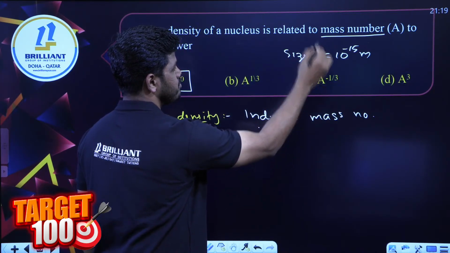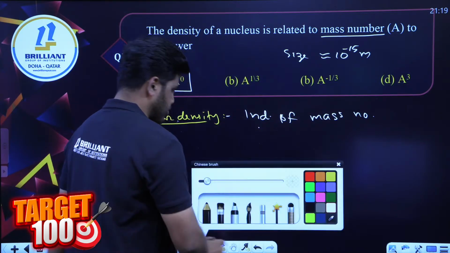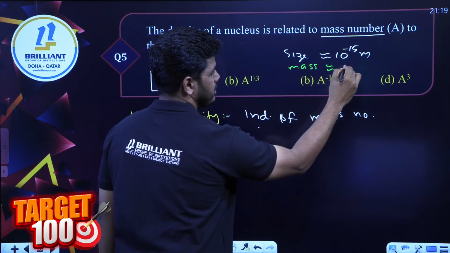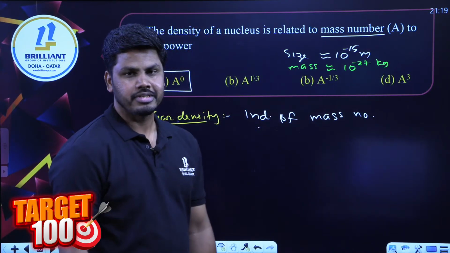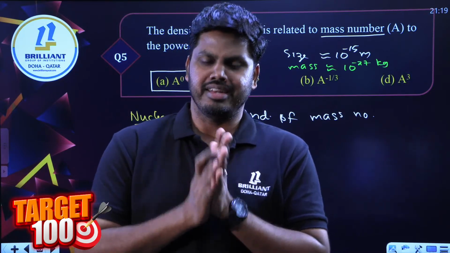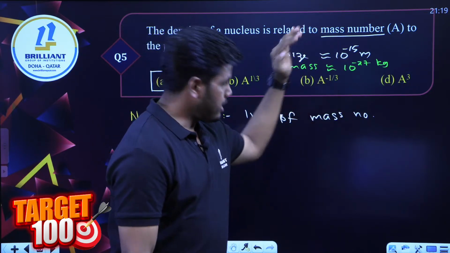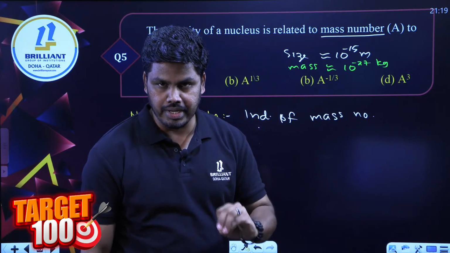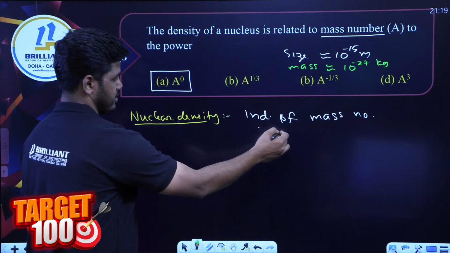Size of the nucleus is this much. 10 raised to minus 15 is very small. And mass we measured in atomic mass unit; mass is in the order of 10 raised to minus 27 kilogram. So negligibly small size wise and negligibly light mass wise, but density is a lot. And also that density is independent of mass number. For almost all the nuclei, density is going to be a constant.